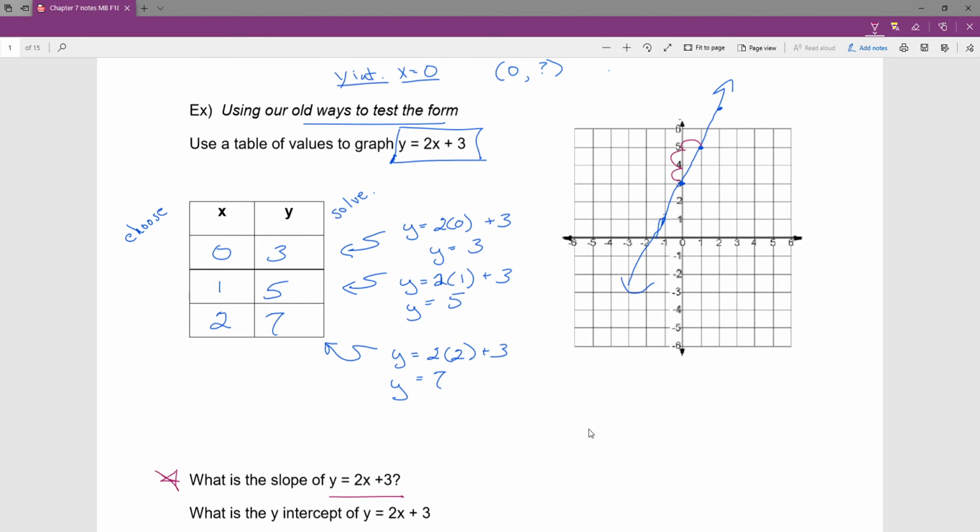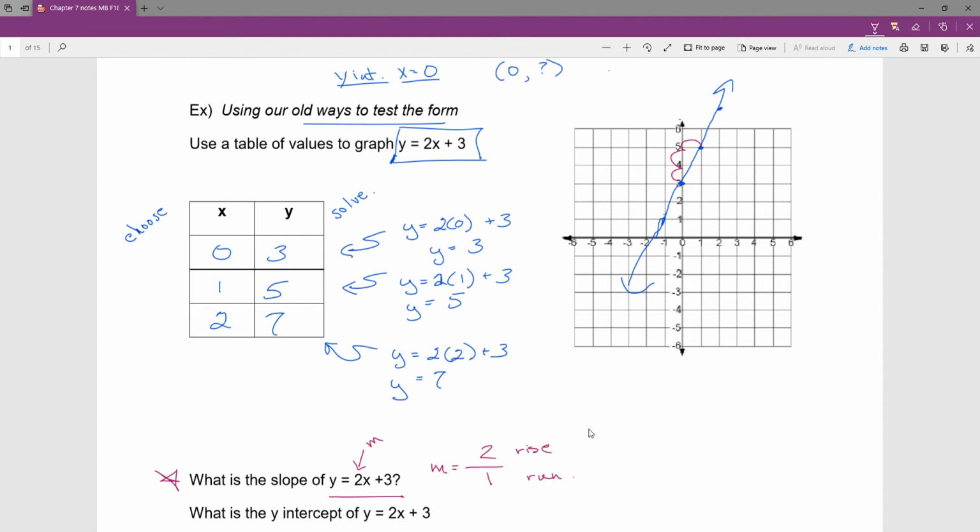It has a rise of 2 and a run of 1. If I were to take a look at what is in the m value here, it's a 2. So slope would equal, or my m value would equal, a rise of 2 over a run of 1.